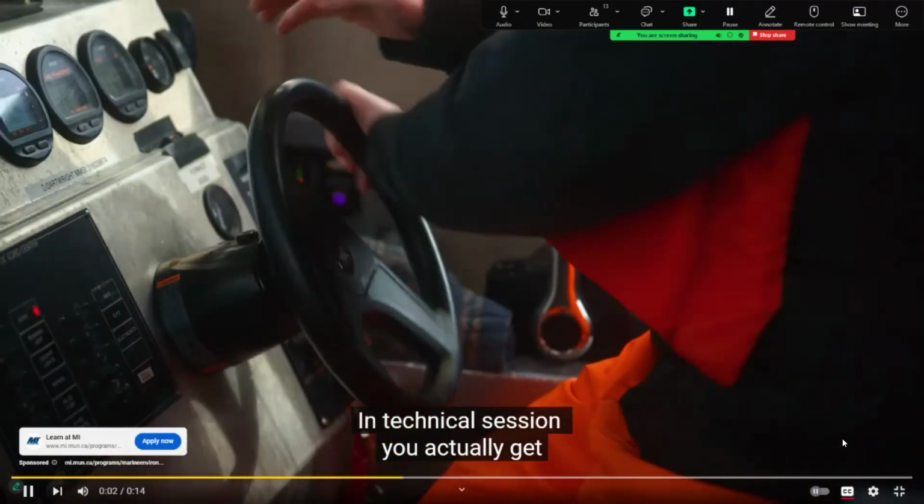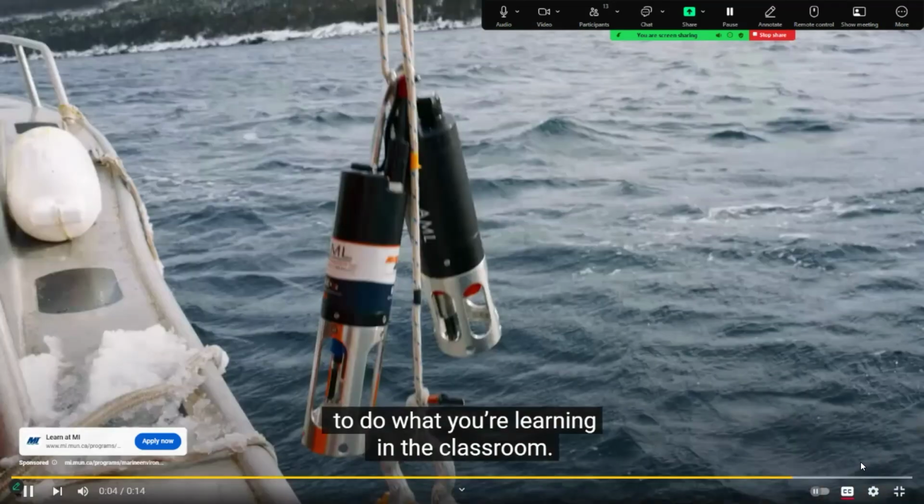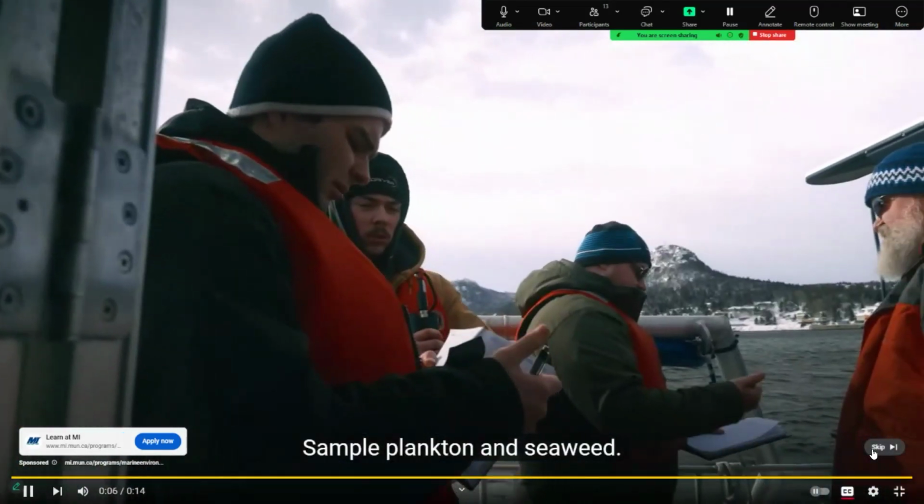In a technical session, you actually get to do what you were learning in the classroom. Sample plankton and seaweed, it's all.